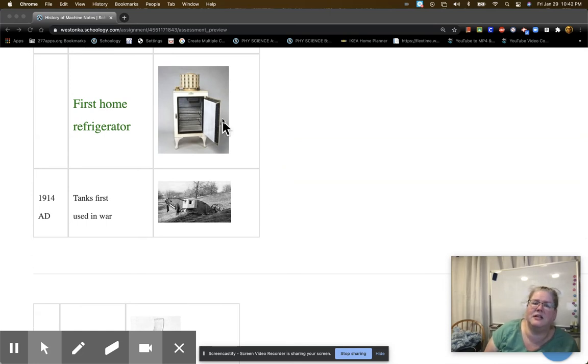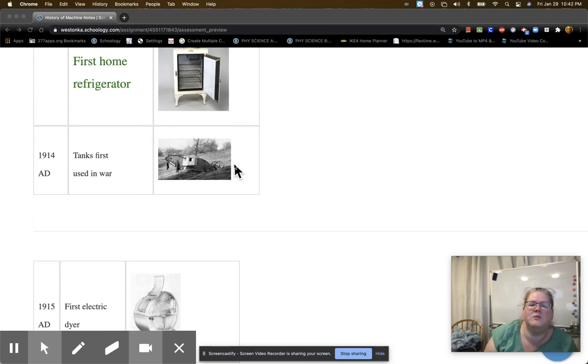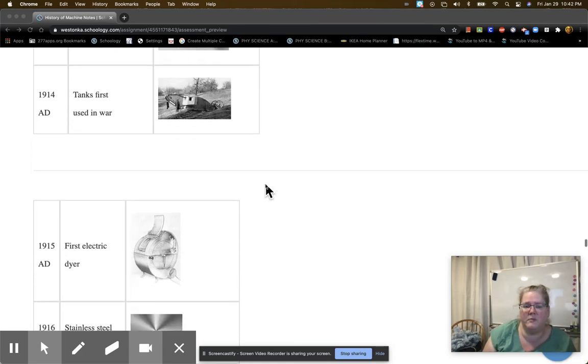So now this is an electric one. I actually have one of these at my cabin. It's got a big round compressor on the top. The first tank was used in war. They basically took a tractor and created this chain drive of wheels that could go in many different places.